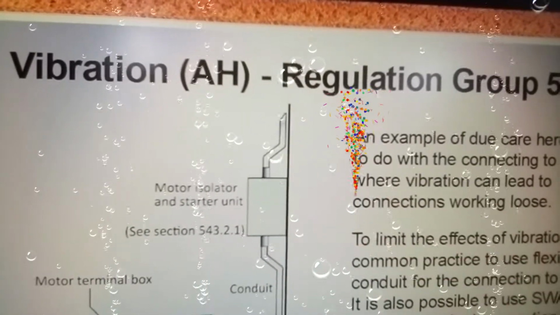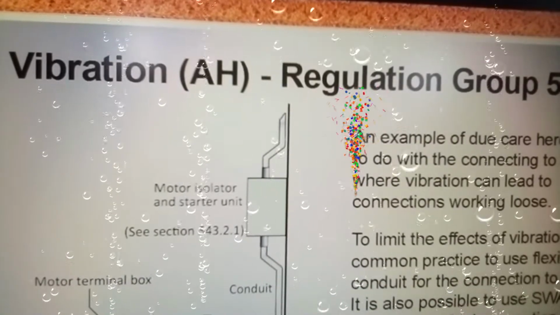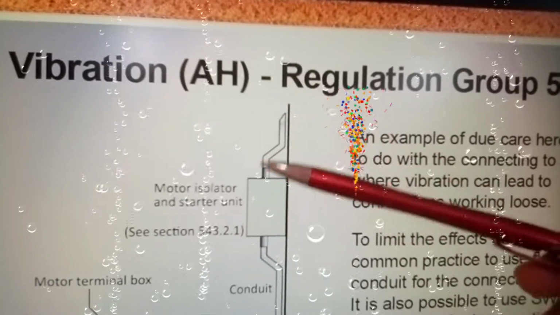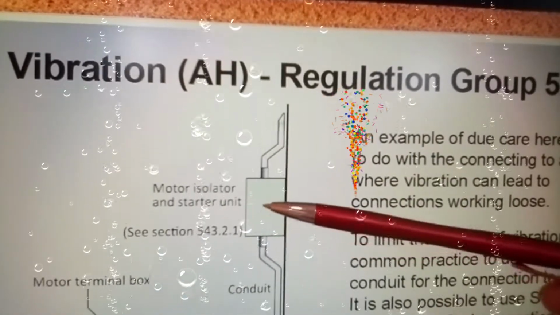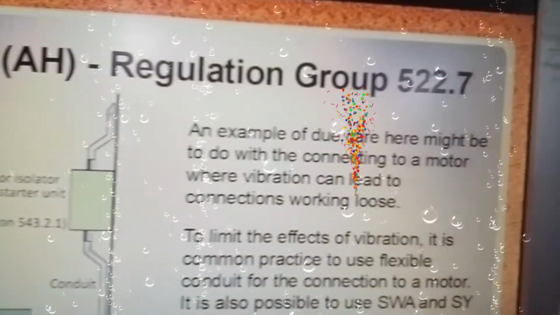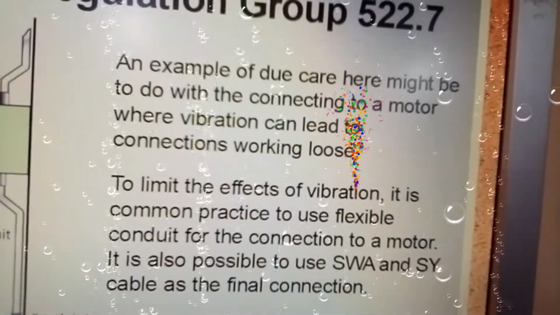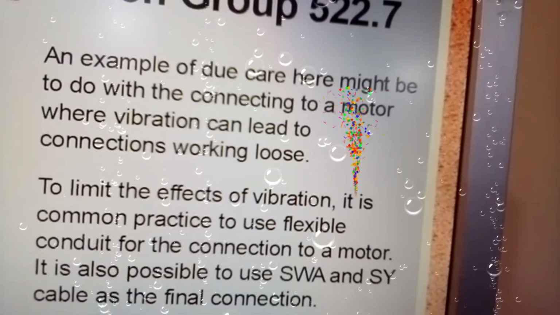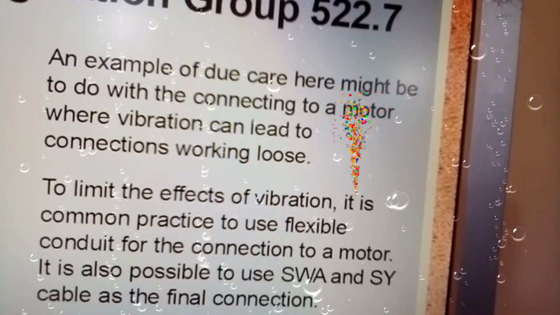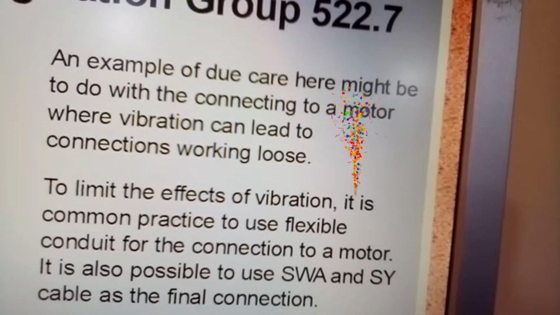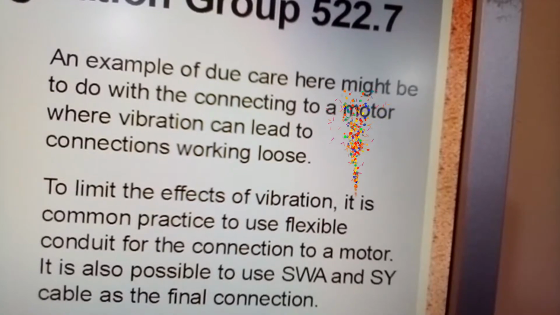both cases. Now here you need to be sure you're going to have an earth within your cable system, so that you can earth the motor and earth your starter section, and you also have an earth coming in which should be connected to here. Okay, that ensures that you have an earth continuity throughout your circuit. Now an example of vibration here might be to do with connecting to a motor, where vibration can lead to connections working loose. To limit the effect of vibration, it is common practice to use flexible conduit for the connection to a motor. It is also possible to use SWA and SY cable as the final connection.